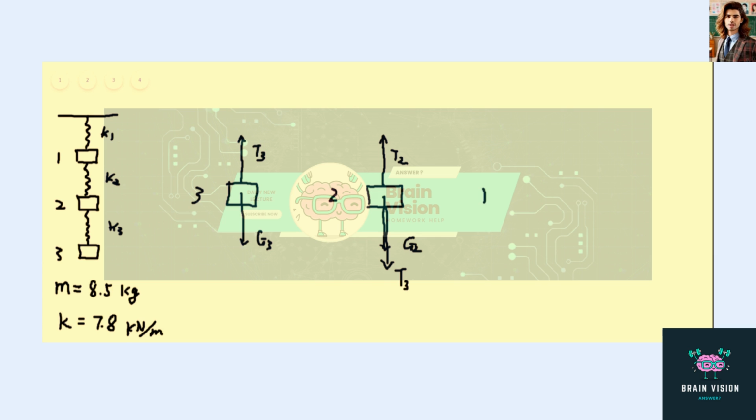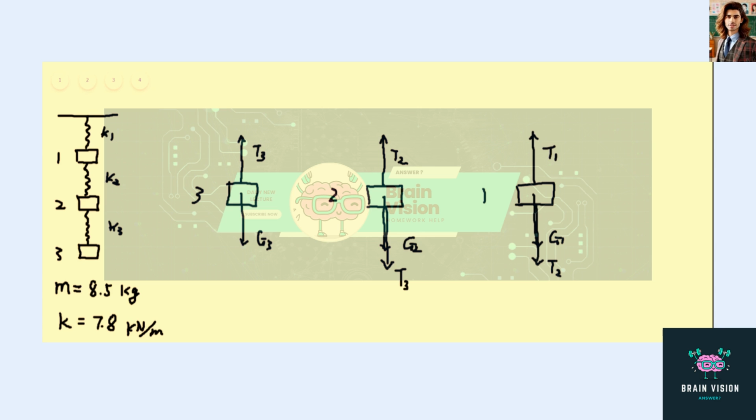Same case for mass number 1. So we have the gravity first, and again it's attached by springs on both sides, and spring number 2 is holding it down, so it's pointing downwards, and it's the same as T2, and the other spring is holding it up, so it's pointing upwards, and it's from spring number 1, so this is T1. And that's it, all the free body diagrams for the three masses.